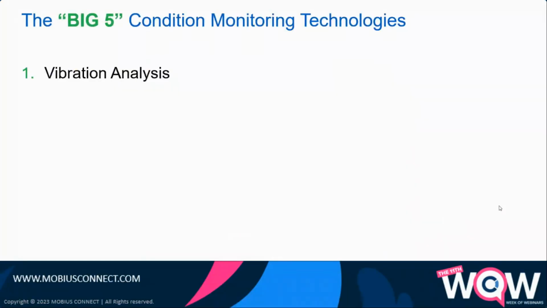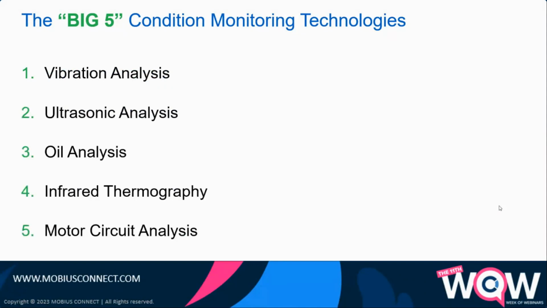So what are the big 5 condition monitoring technologies? Vibration analysis first. The next one is ultrasound, or ultrasonic analysis, and oil analysis, infrared thermography, and motor circuit analysis. And there are also other technologies out there.